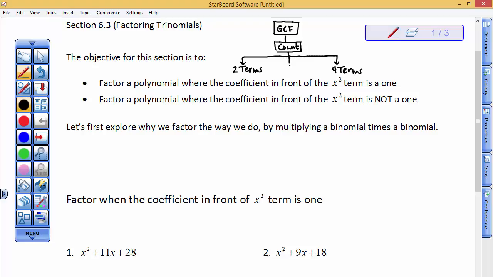Well, we're going to focus now on the next several videos if there's three terms. Now the only thing is this particular unit, this particular segment is going to be where we're going to factor when the coefficient in front of the x squared term is a 1. Would you look at this problem right here? This is a 1x squared plus 11x plus 28. This is a 1x squared plus 9x plus 18. Now mind you, all trinomials can be done the same way, but these ones with ones are very, very simple. So that's what we're headed into.